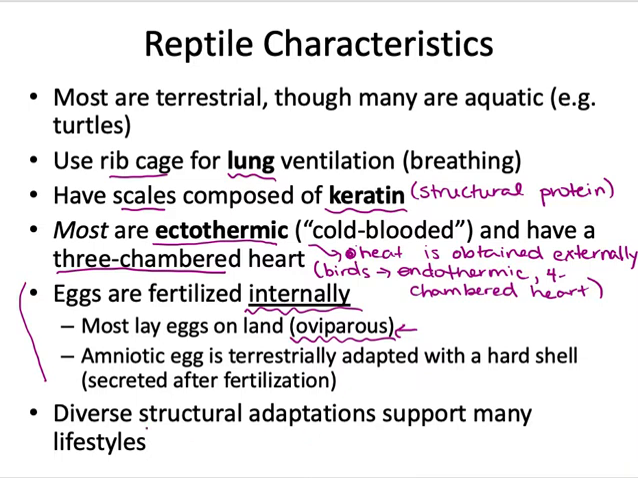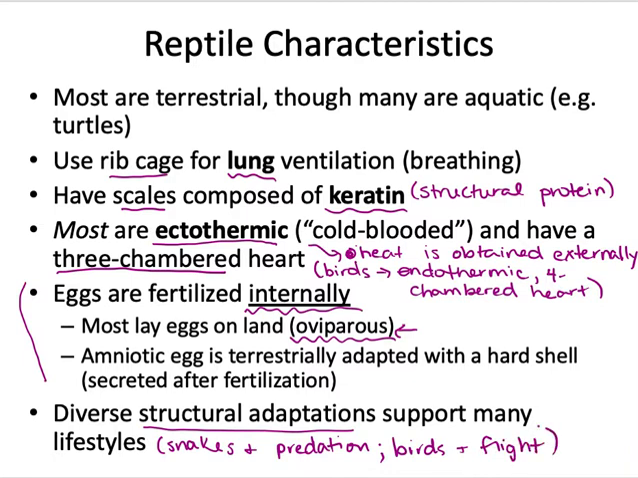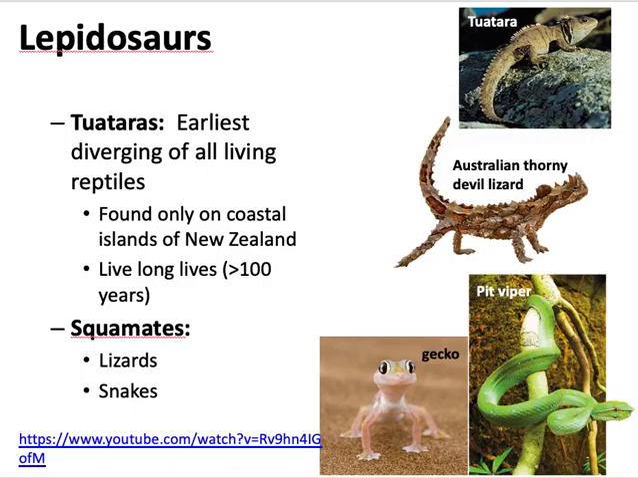As we go through some of the examples, we'll talk about some structural adaptations that allow for different lifestyles. Particularly, we're going to talk about snakes and predation, and we'll talk about birds and flight. All right. So, expanding on our groups within the reptiles.